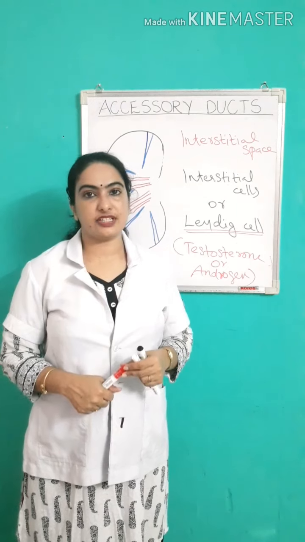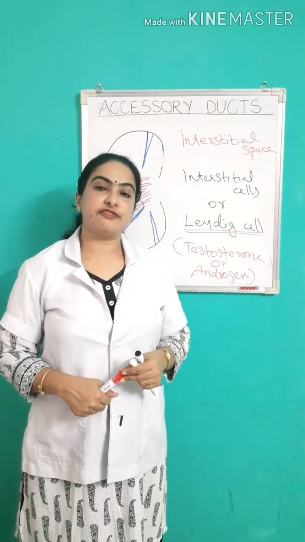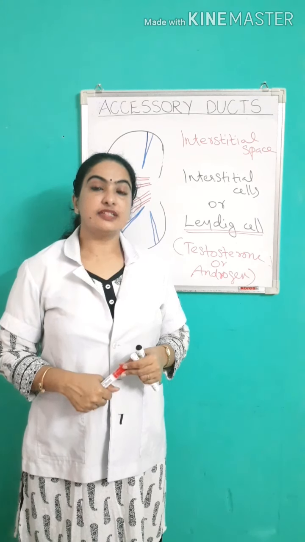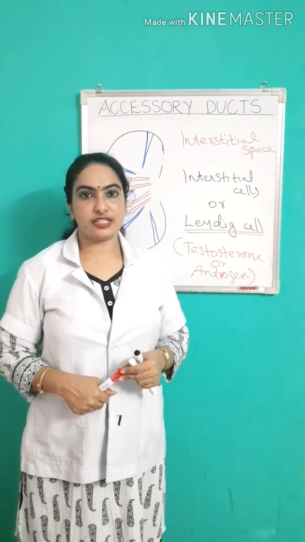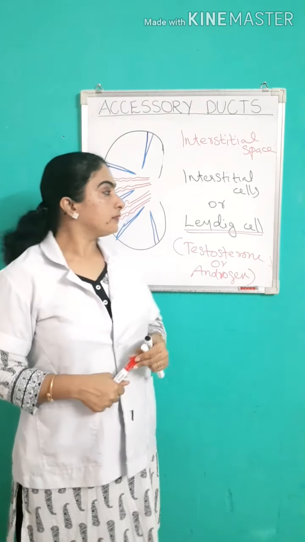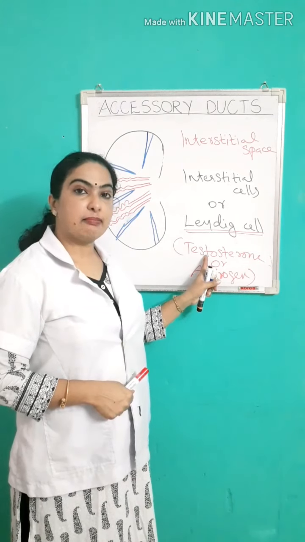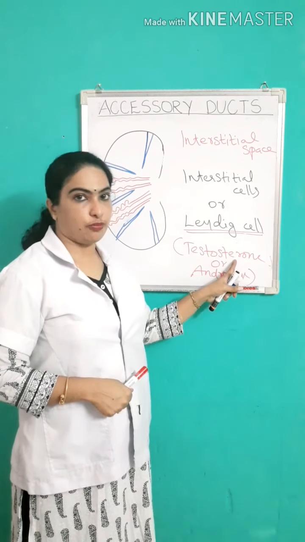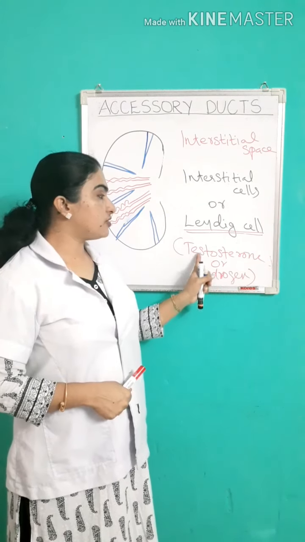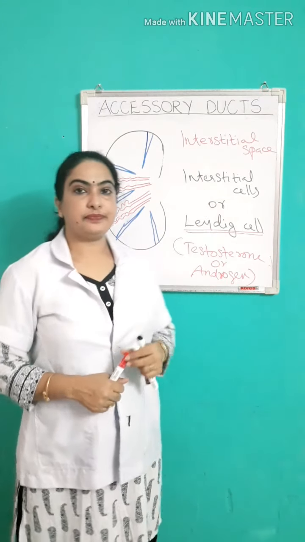So which is the place where sperm is formed? Germ cells of the seminiferous tubule is the place where sperm formation occurs. But the Leydig cells produce the male sex hormone, androgen or testosterone. Is it clear about Leydig cell?